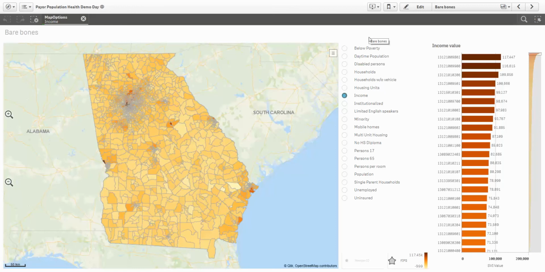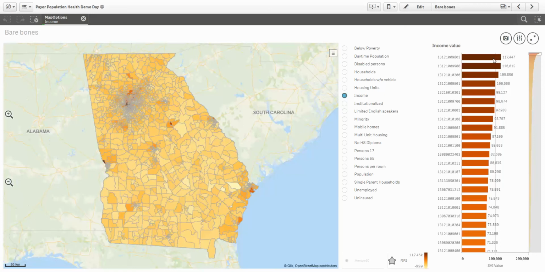So what I've done is I've taken some social determinant of health data. This is the CDC social vulnerability indicators. And what this does is it's got numbers based on either census tract or counties, and I've loaded in every census tract for the state of Georgia. And so I'm looking at this data.